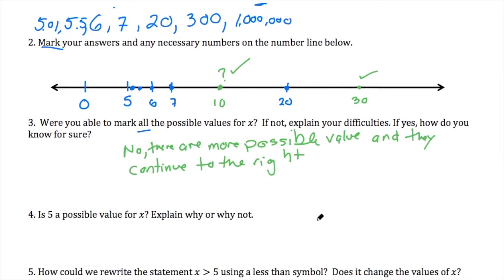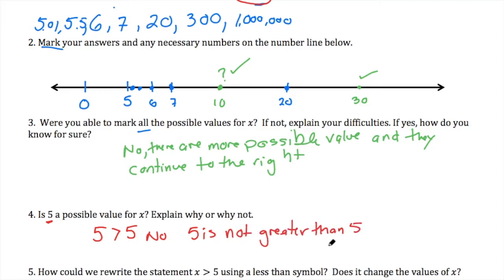So is 5 a possible value for x? Could 5 be a point that makes x is greater than 5 true? Well, 5 greater than 5, no, that's not true. That's not a true statement. 5 is not actually greater than 5 itself. So 5 does not work.